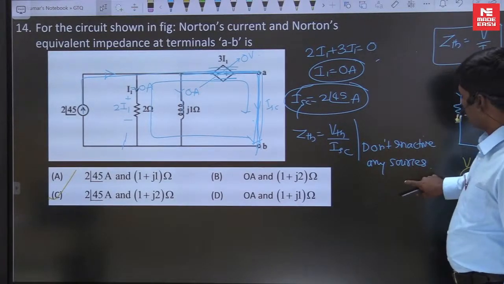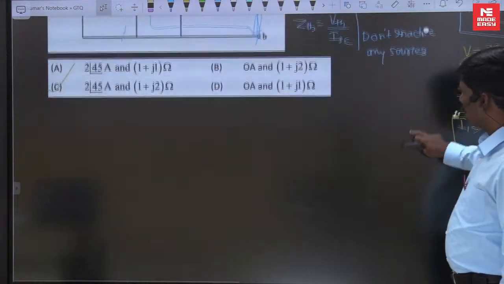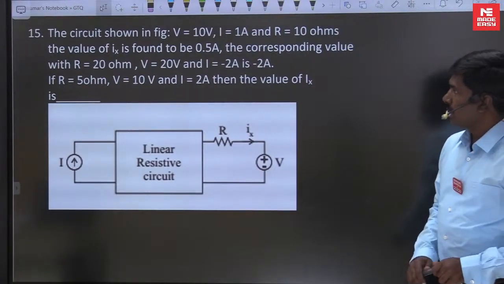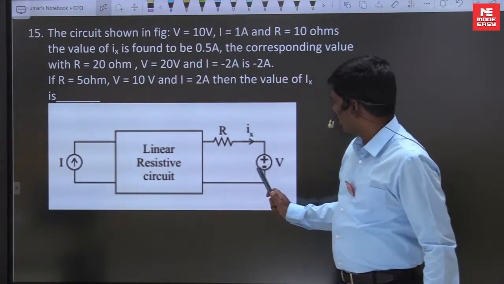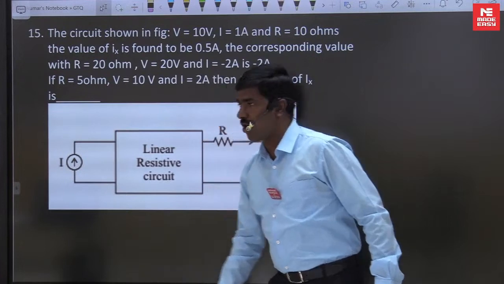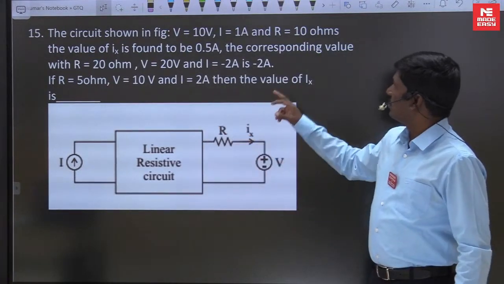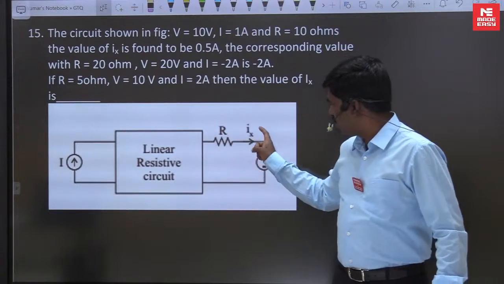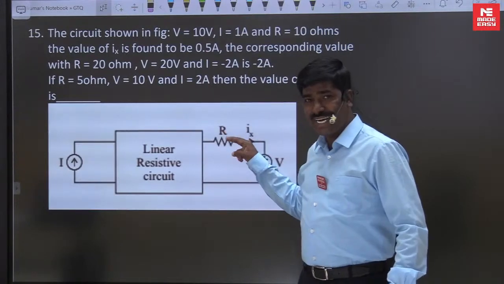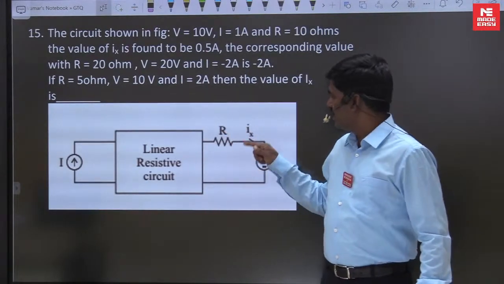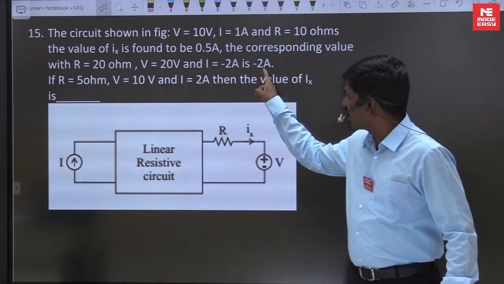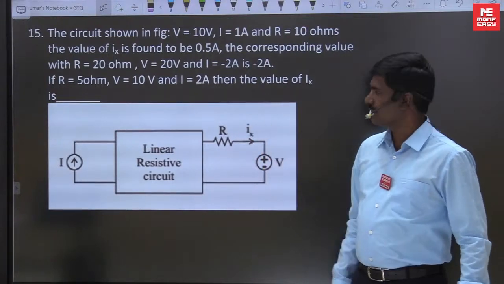Now, give answer for this question. In the circuit shown in figure, where is the V? Here is the V, 10 volts. Where is the I? I is here, supply current, 1 ampere. And R is equal to 10 ohms. The value of Ix is found to be 0.5 amperes. The corresponding value with R equal to 20: in the second case R is equal to 20 ohms, V is equal to 20 volts, I is equal to minus 2 amperes. Which one is the minus 2 here? Minus 2 is Ix.